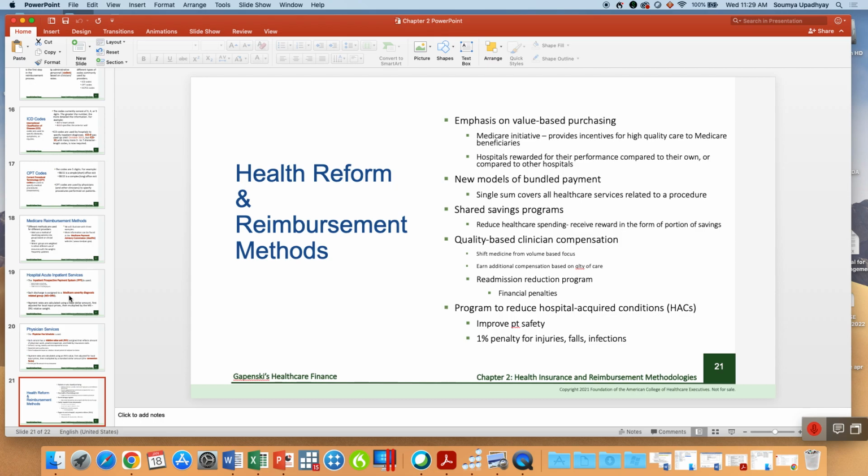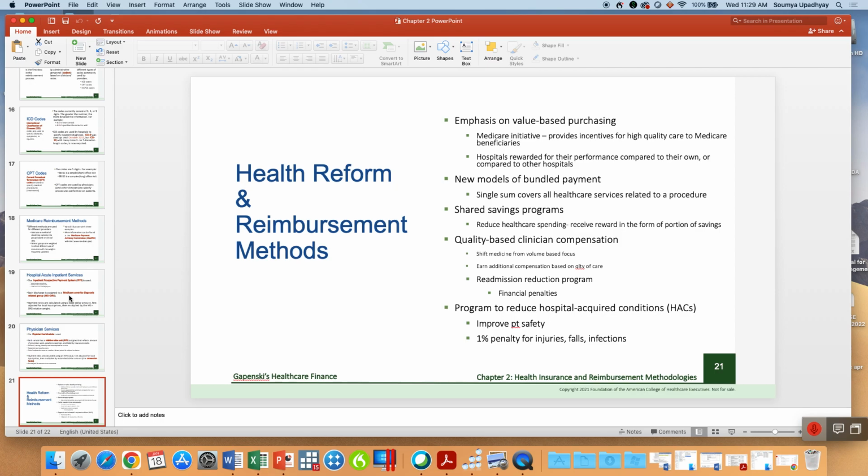models of bundled payment. There is a single sum that will cover all healthcare services related to a procedure. For example, a bundled payment may be made for all obstetric services associated with the pregnancy, provided by a single physician, including all prenatal and postnatal visits, as well as the delivery. Then there are shared savings programs, where providers who reduce healthcare spending receive a reward in the form of a portion of the savings.